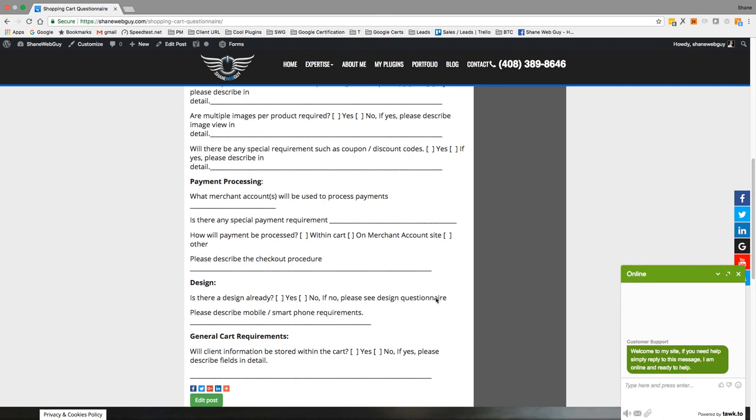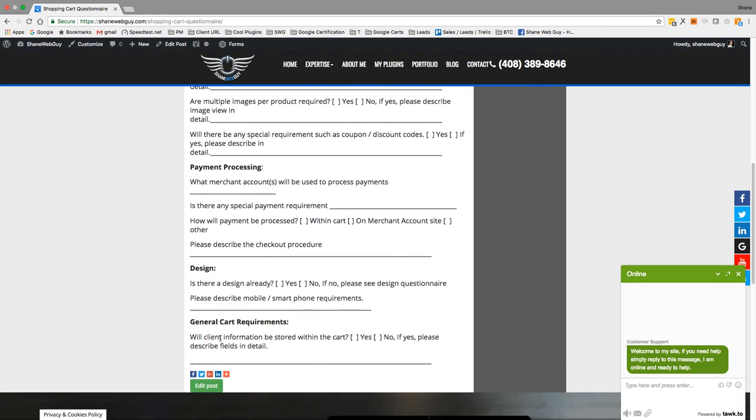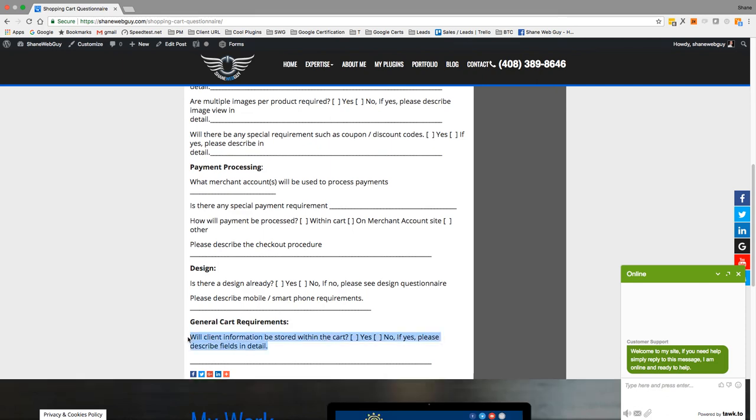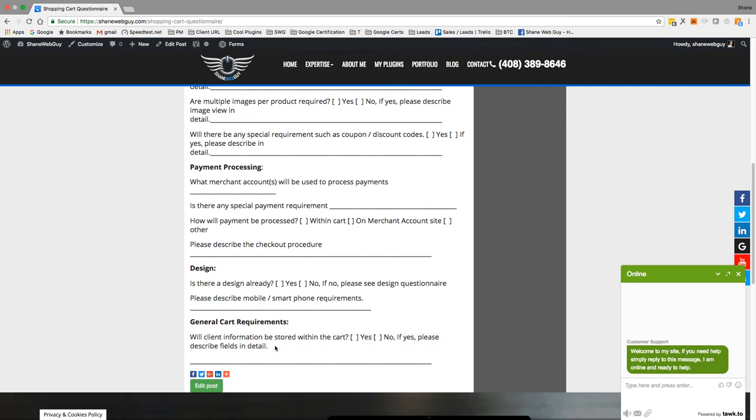If no, please see design questionnaire. Please describe mobile and smartphone requirements. Will client information be stored in the cart? Yes or no, please describe fields in detail. And this is good to gather just to understand what information is going to be needed.